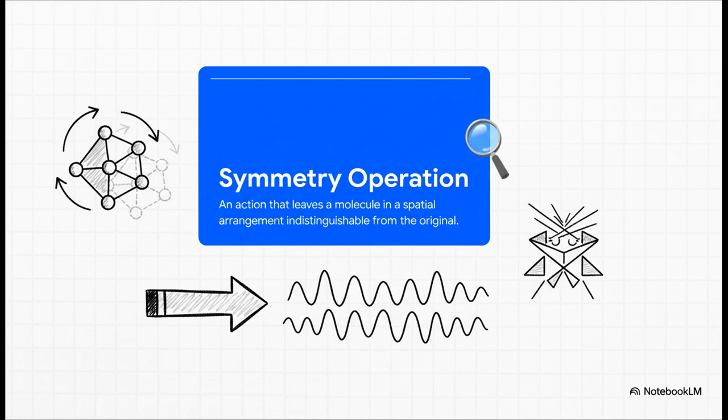All right, the most fundamental concept here is something called a symmetry operation. It's just any action you can perform on a molecule, a turn, a flip, a reflection, that results in a configuration that is completely indistinguishable from where you started. So the molecule has moved, but to our eyes, it looks like it hasn't moved at all.